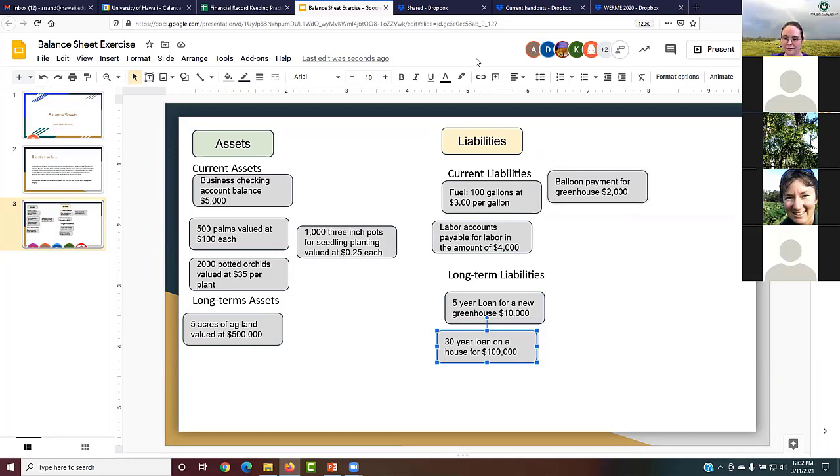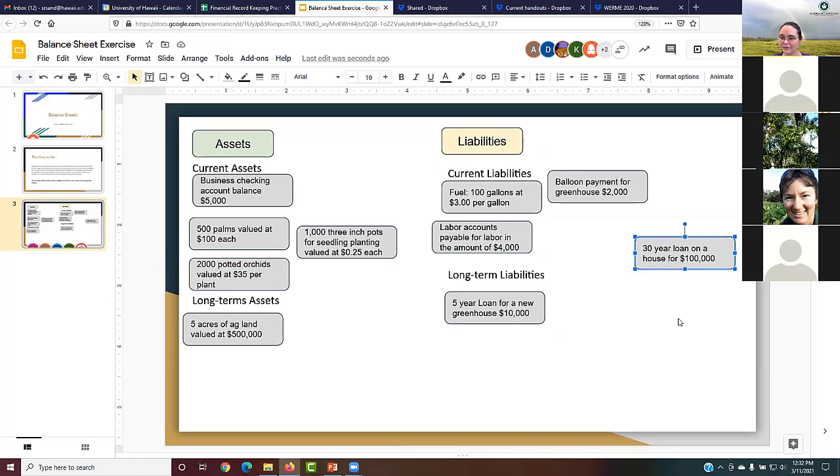The 5-year loan for a new greenhouse at $10,000 is a long-term liability. The one that I threw in here to see if anyone would catch is the 30-year loan on a house for $100,000. I went with the theory that the house was not necessarily on the land, but it's also for private residential use. So I would say that's not a long-term liability. It wouldn't be included in here because it's a personal, not business-related expense.